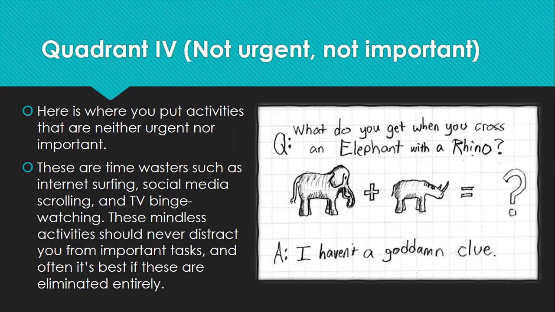So you can see the picture where the person drew an elephant and a rhino, and he asks, "What do you get when you cross an elephant and a rhino?" And the answer is, "I haven't a goddamn clue." So he drew this picture. Was it important for him? No. Was it some kind of outcome? No. Was it urgent? No. So it is an absolutely time-wasting activity.